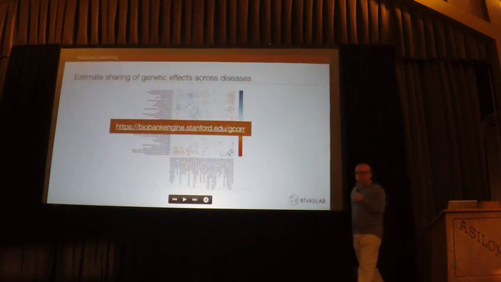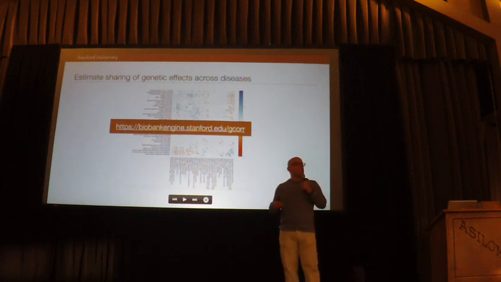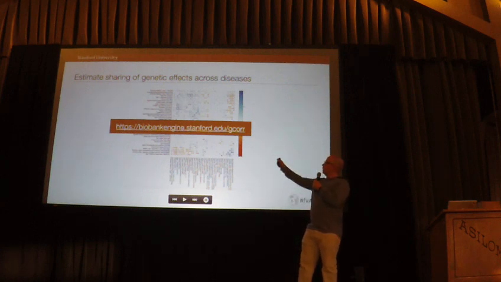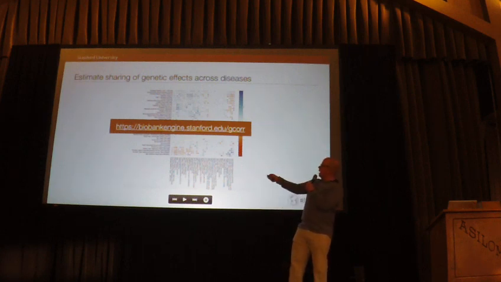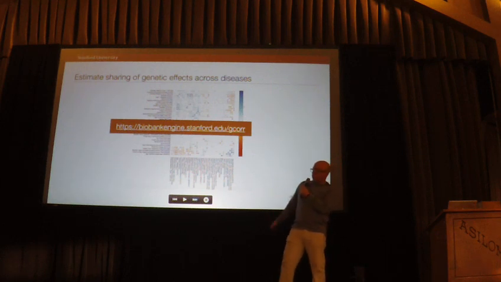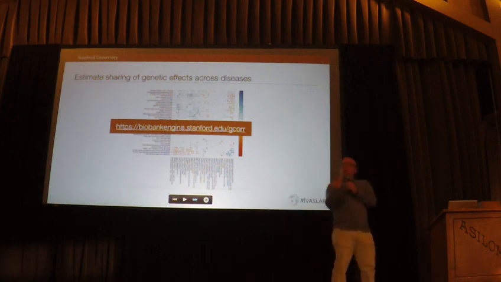So we've started building tools in the lab and making some of these inferences publicly available to the world. In this context, we've started providing estimates of these genetic parameters, like correlation of genetic effects across diseases, in this app called biobankengine.stanford.edu/gcore. And here you can start seeing which diseases seem to have shared genetic effects.